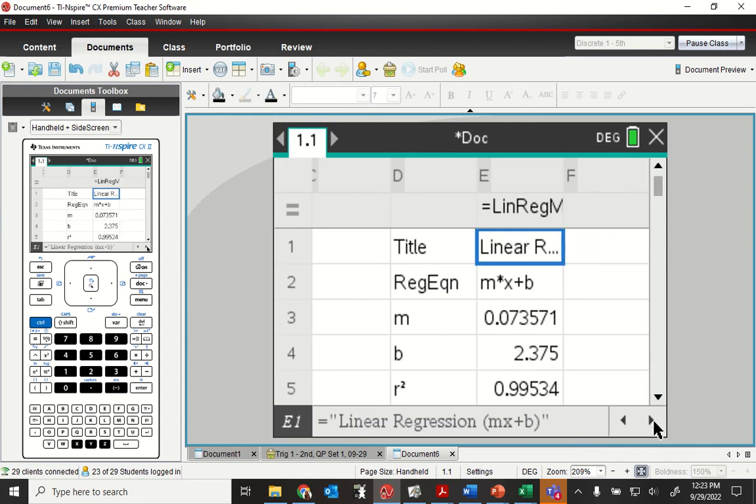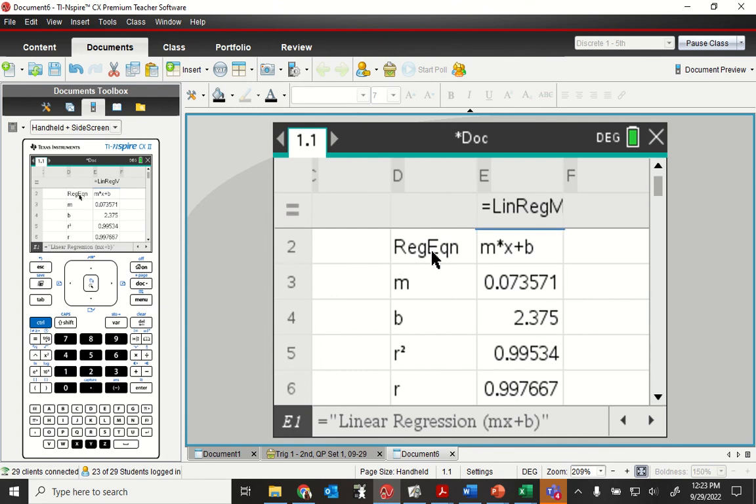And what it did, it actually gave me a whole bunch of information here. So my regression equation looks like this: mx plus b. You guys recall, what does the m represent in these equations? Very good, that's my slope. So you're going to have this number for your m, because your calculator writes everything out for you. Your b is going to be 2.375. You have that one. And r squared and r, those are important.